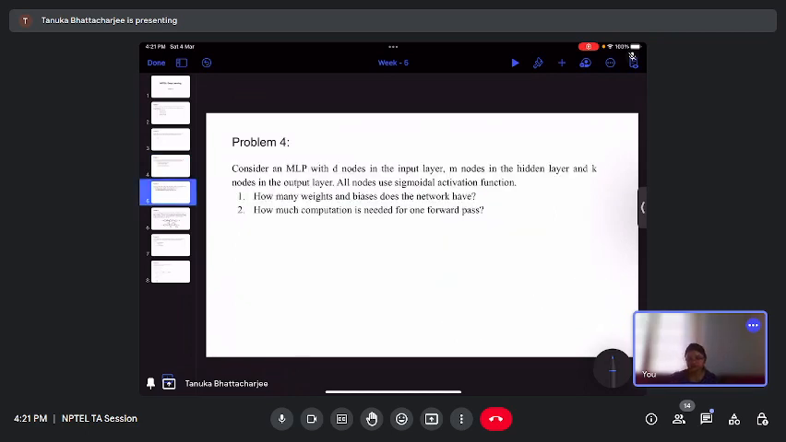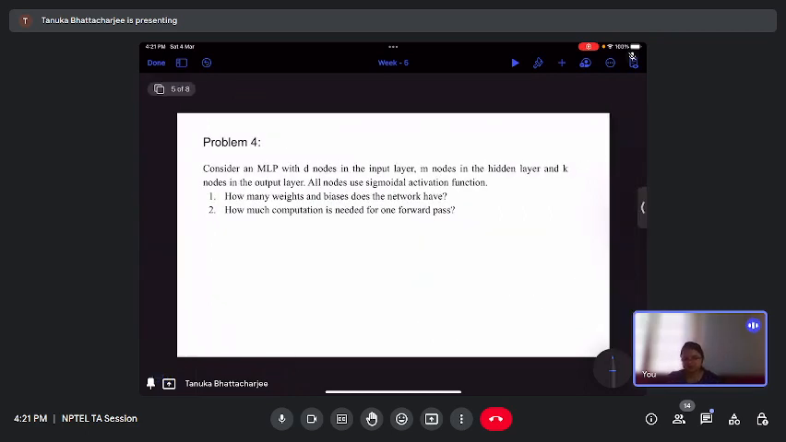Now the next one is, consider an MLP with D nodes in the input layer, M nodes in the hidden layer and K nodes in the output layer, and all nodes are using sigmoidal activation function. So input layer D nodes, hidden layer M nodes and output layer K nodes. First question is, how many weights and biases does the network have? Can one of you answer this?